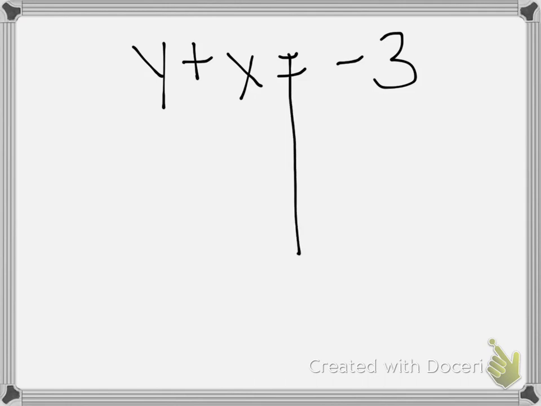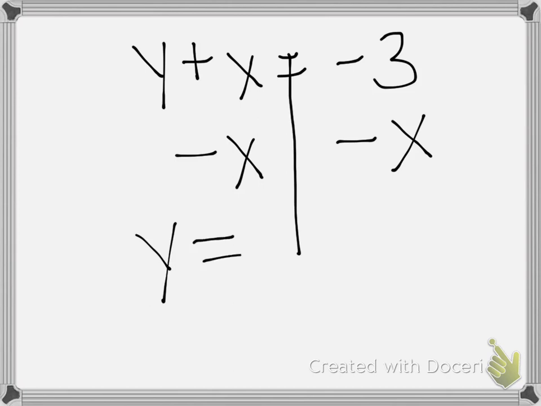Now I have one more that I just want you to solve with me. So let's say I had y plus x equals -3. Now again, that's not in y-intercept form. In order to graph it, I need to put it in y-intercept form. So we need y to be by itself. So what's standing in the way of y? It's a positive x. So I'm going to subtract x from both sides.